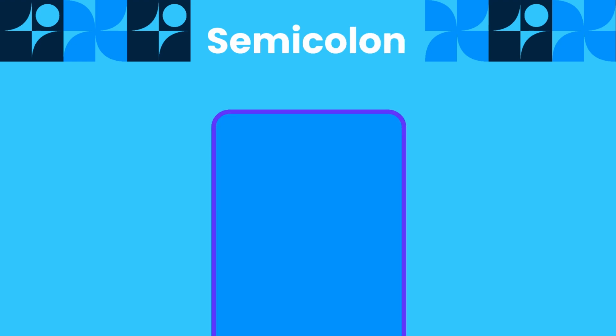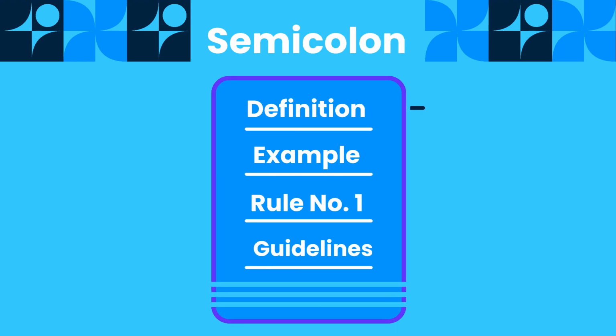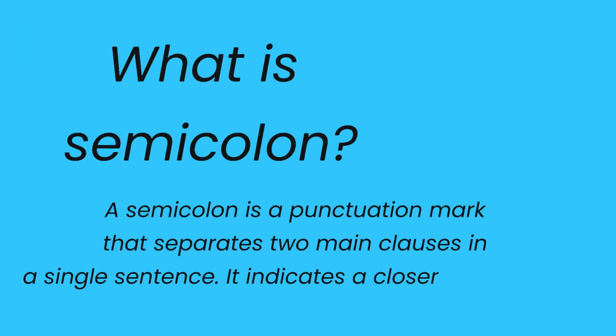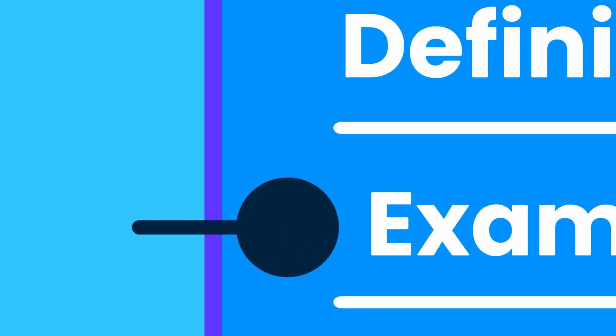In this video, we'll learn about rules of using semicolon with examples. What is a semicolon? A semicolon is a punctuation mark that separates two main clauses in a single sentence. It indicates a closer connection between the clauses than a period could provide.